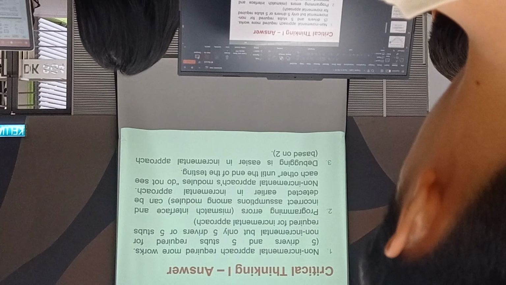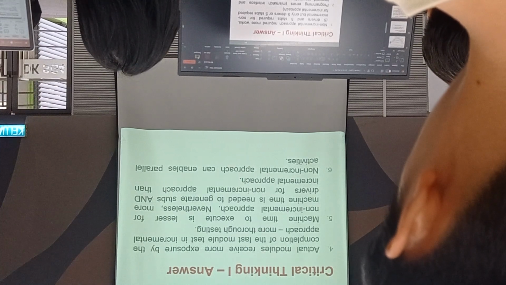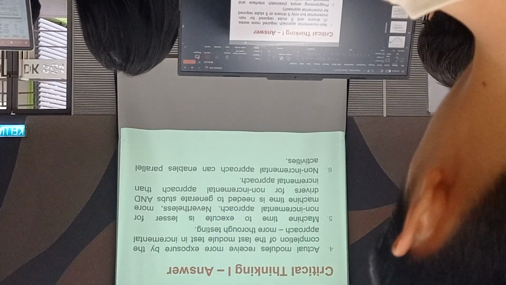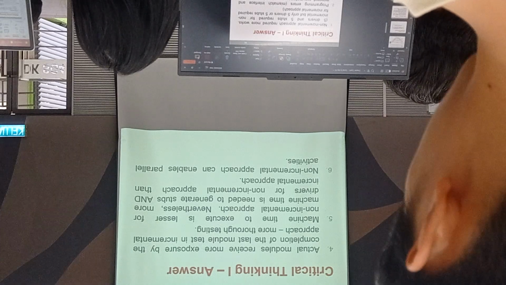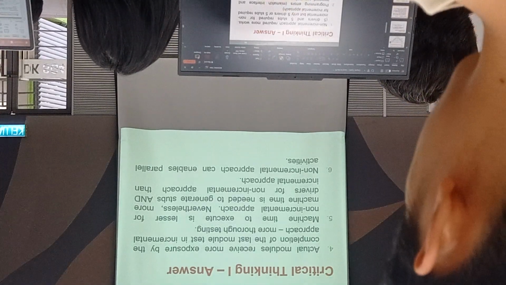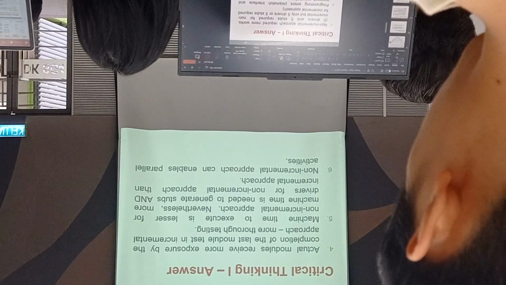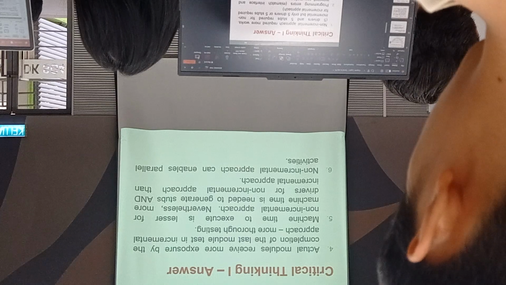Incremental approach. So 3-0. Are you keeping the score? Okay. Then the fourth one is the exposure of the testing. So if you see, every time the more modules are combined in the incremental approach, they will be tested again and again. So the exposure of the testing for the module will be more.